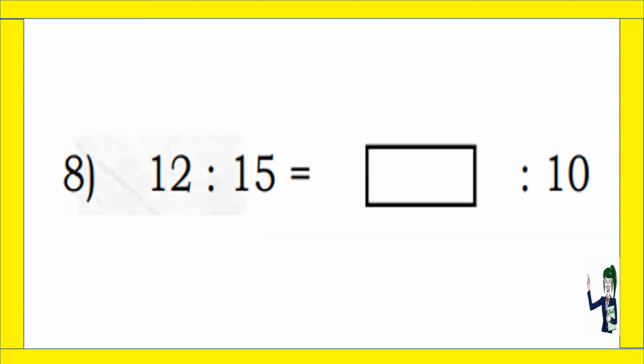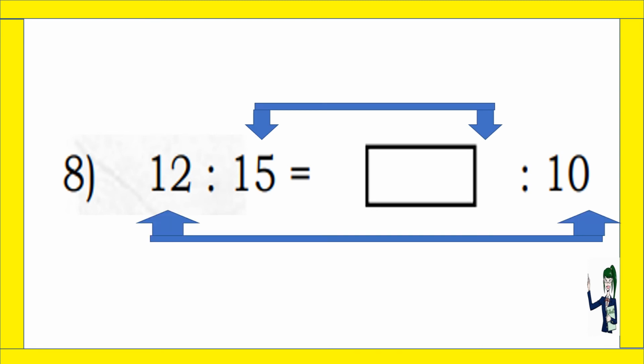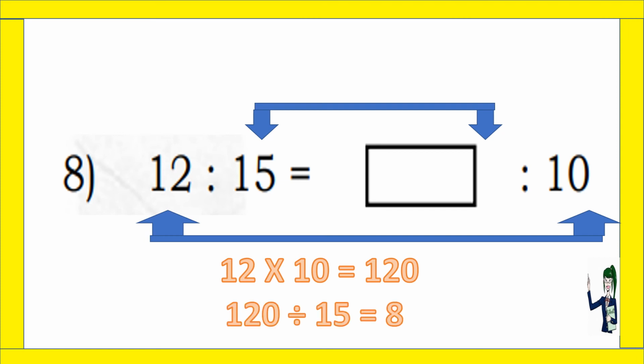Number 8. 12 to 15 equals blank to 10. Identify the means and the extremes. The complete parts are the extremes. So multiply 12 times 10 equals 120. Then 120 divided by 15 equals 8. So the missing part is 8.